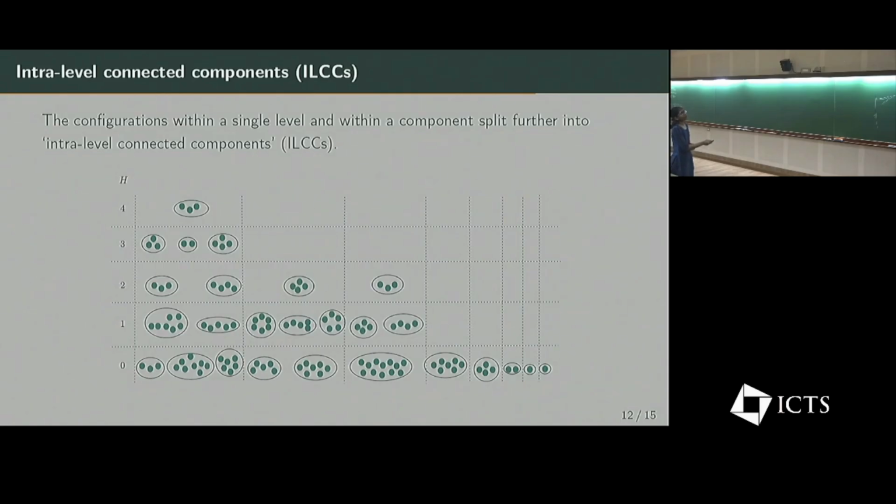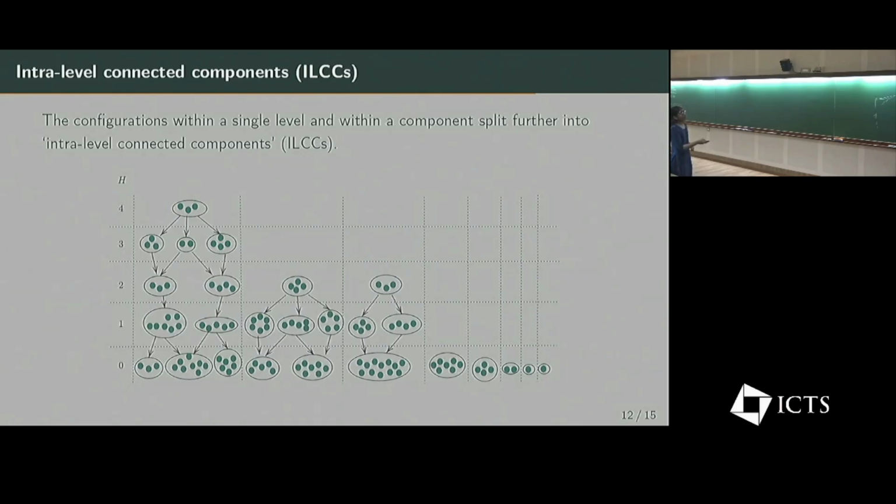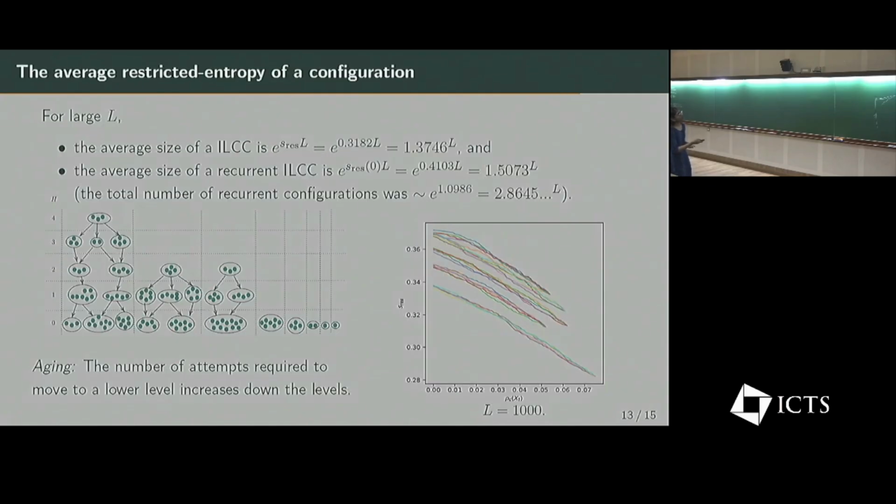As the system evolves, it also fragments further. At the top level there is only one component, but as it evolves, it breaks into further components. We call each of these components intra-level connected components. Once a system goes down a level, it cannot go back to a higher level. There are arrows. Within an ILCC, an intra-level connected cluster, all configurations are connected. It is possible to go from any configuration to the other. What we are interested in is the number of configurations that are accessible from within an ILCC.